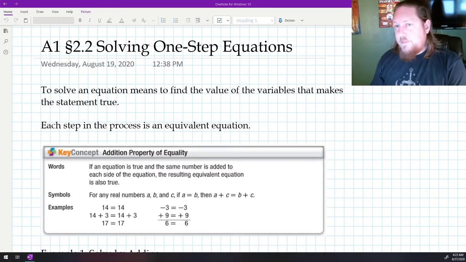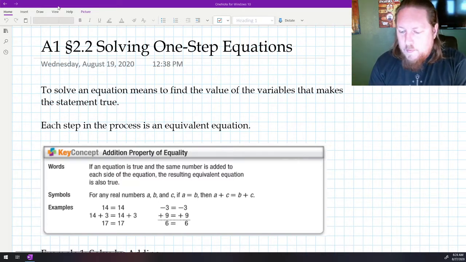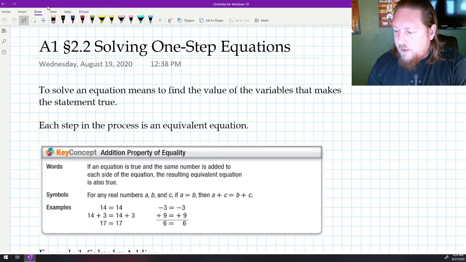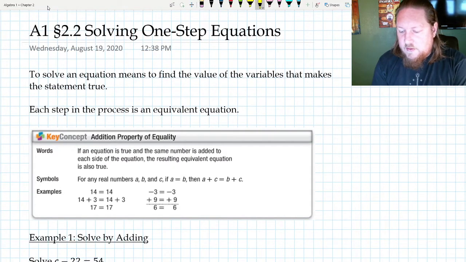Algebra 1, Chapter 2, Section 2, Solving One-Step Equations. So, first thing you got to think about here is what does it mean to solve?